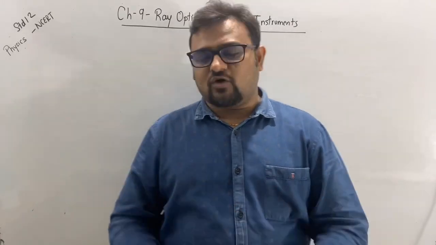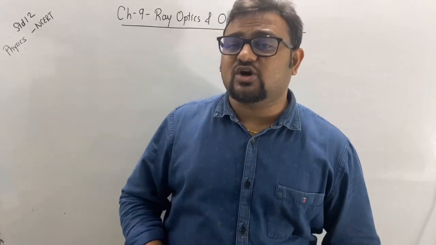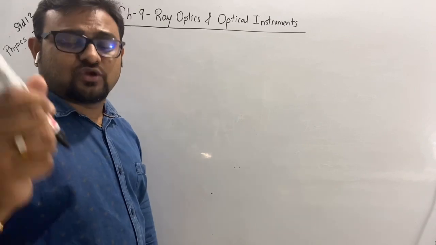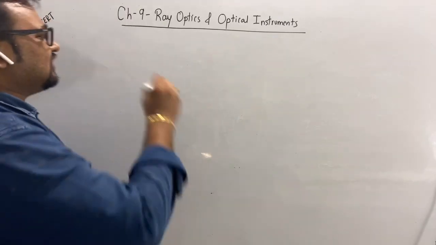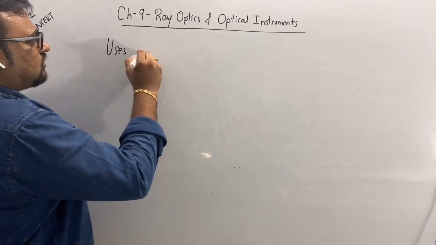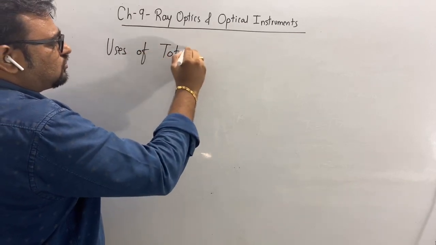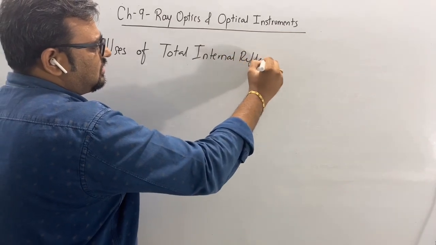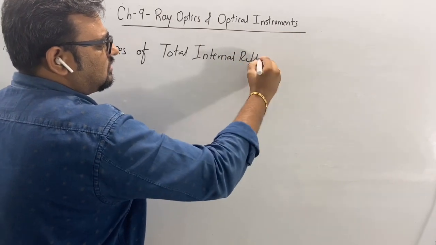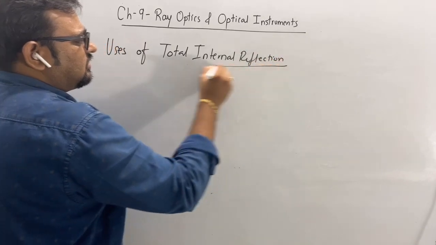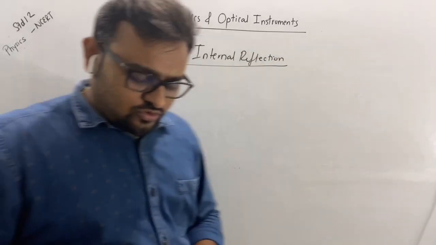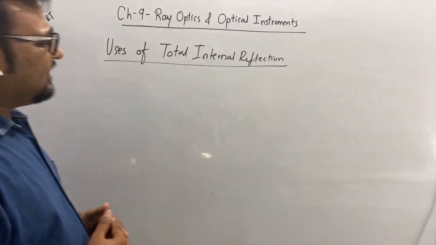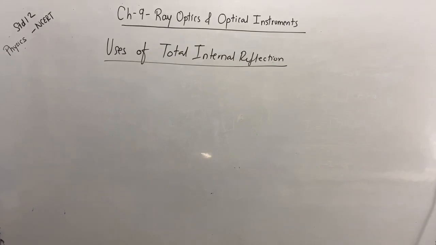Okay, now let's move forward today with the uses of total internal reflection. As I said, in the last video we studied total internal reflection. Now we'll study the uses of total internal reflection. Okay, so the first use is the glittering of diamond.